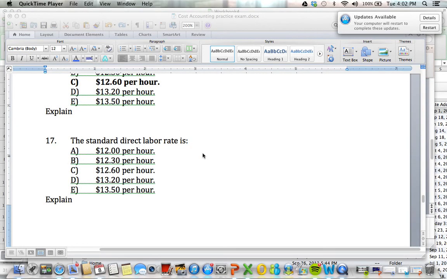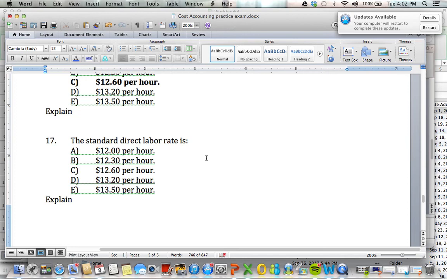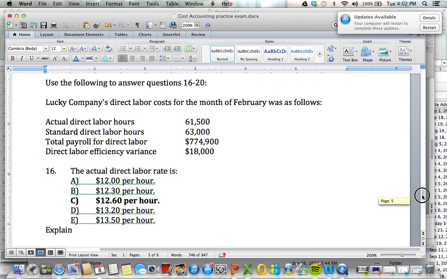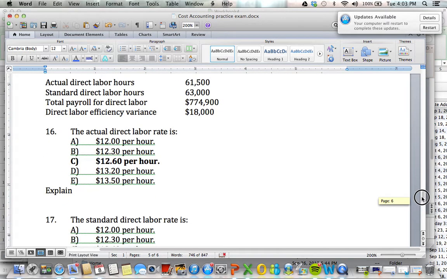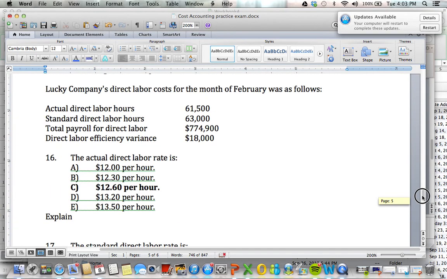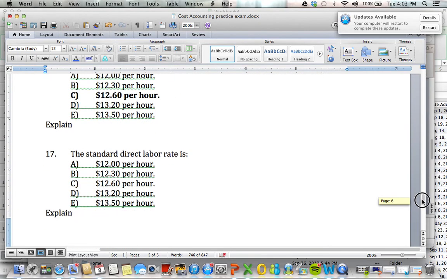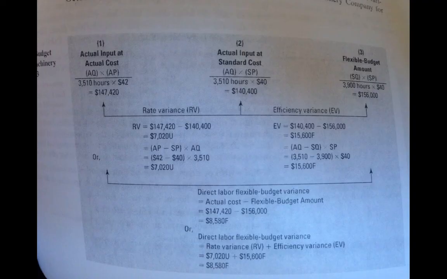And continuing with the next question here, the standard direct labor rate is... So when we're talking about the standard direct labor rate, we don't know it, right? We know the actual direct labor rate. We don't know the standard yet. And to show you a visual of what they're asking for, the standard rate is right here. This is the standard rate, the 40 in this example. That's what they want.